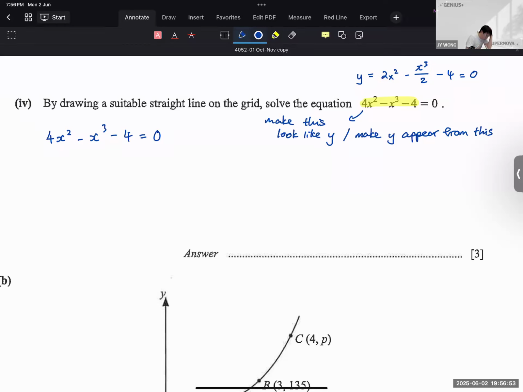Divide by 2. Very good. So if I divide by 2, how do I know I need to divide by 2? Because I have 2x squared and I have x cubed minus 2 over 2, right? So I divide by 2, I will get 2x squared, I will get x cubed over 2. Except now I have minus 2 equals to 0. But the original equation, I need minus 4. So how do I make the minus 4 appear?